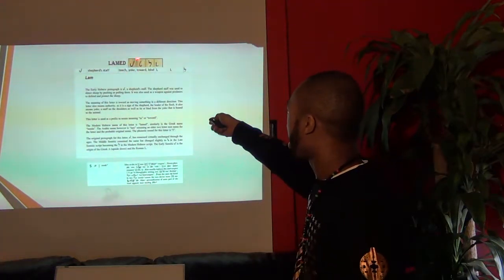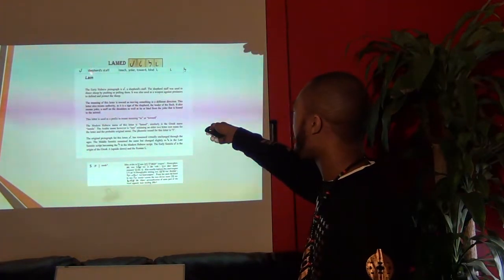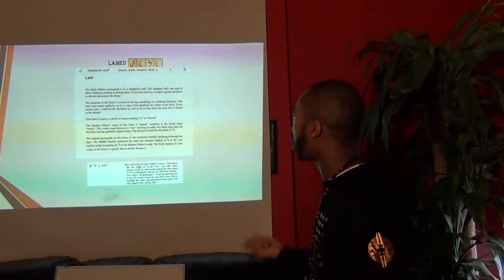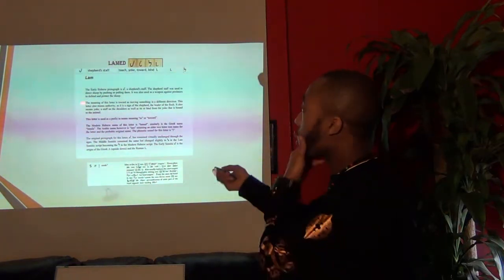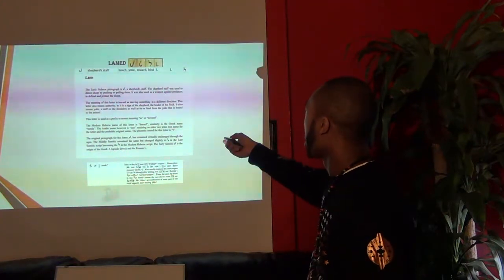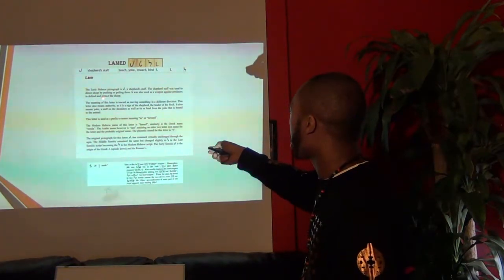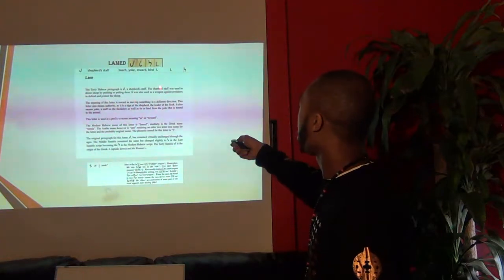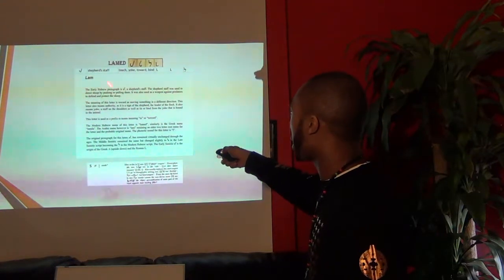Lamed. Lamed is this image here. Well, what is that? The shepherd's staff, which means to teach, yoke, towards, or bind. The early Hebrew pictograph is the hook symbol, a shepherd's staff, okay? The shepherd's staff was used to direct sheep by pushing or pulling them. It is also used as a weapon against predators to defend and protect the sheep.